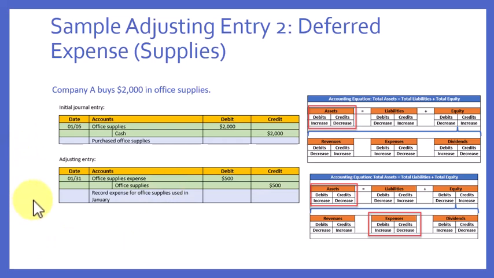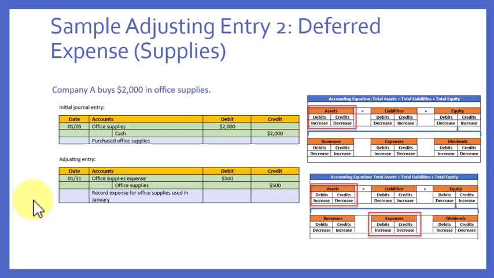Okay, now we get to the end of the month and we need to account for the office supplies that have been used. Now, the most practical way to do this is probably to go into that office supply cabinet and see what's left. Okay. So let's say that you send your employee into the supply closet to do a little inventory. They come back and they say, we've got $1,500 worth of supplies left. Okay, this means that you must have used the other 500.